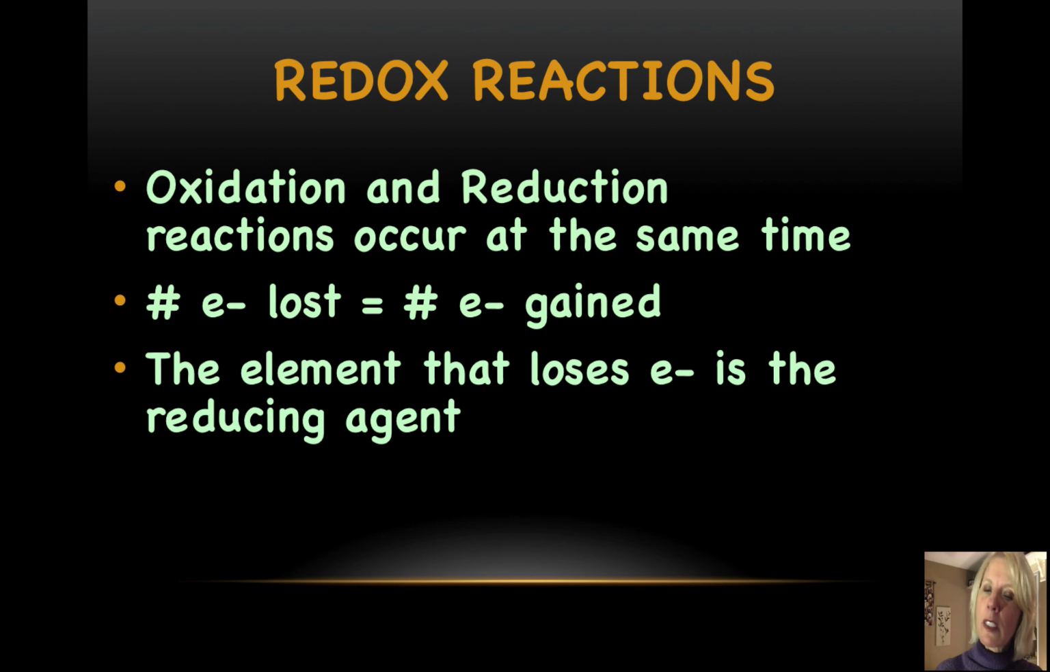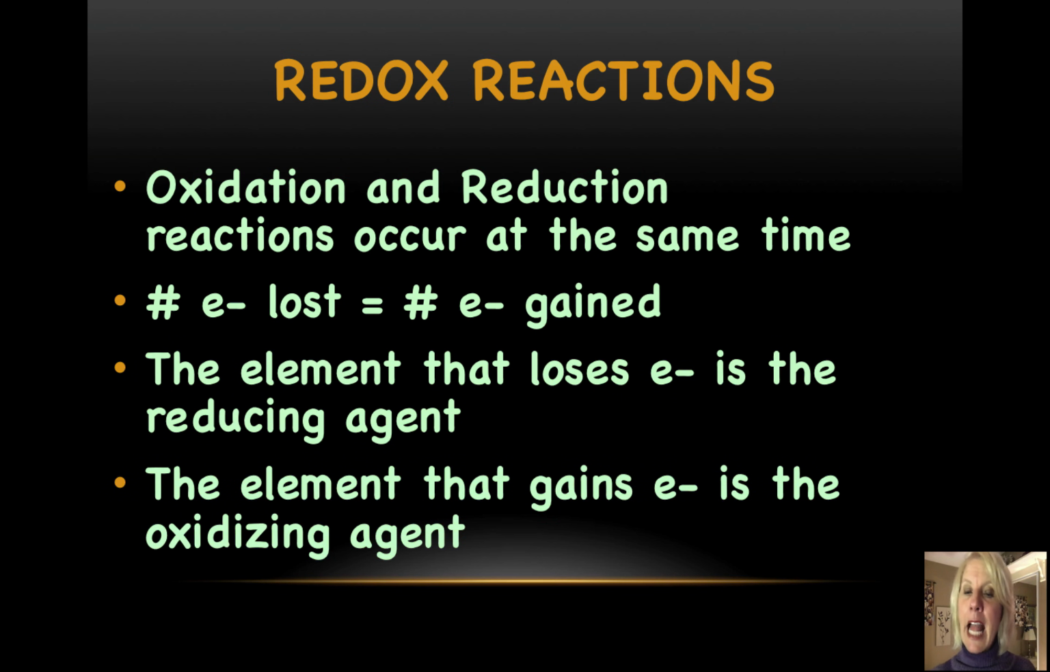The element that loses electrons is referred to as the reducing agent. And the element that gains electrons is referred to as the oxidizing agent. So whatever is being oxidized is losing electrons and giving them to something else, causing that something else to be reduced. That's why it's the reducing agent. Now, the element that gains electrons is being reduced. It's taking away electrons from something else. That means it's causing something else to be oxidized. It is the oxidizing agent.